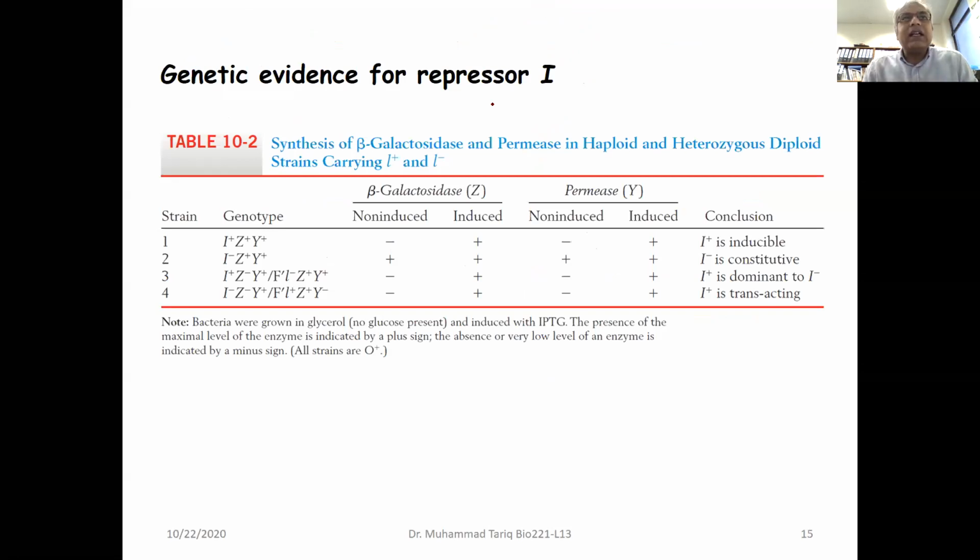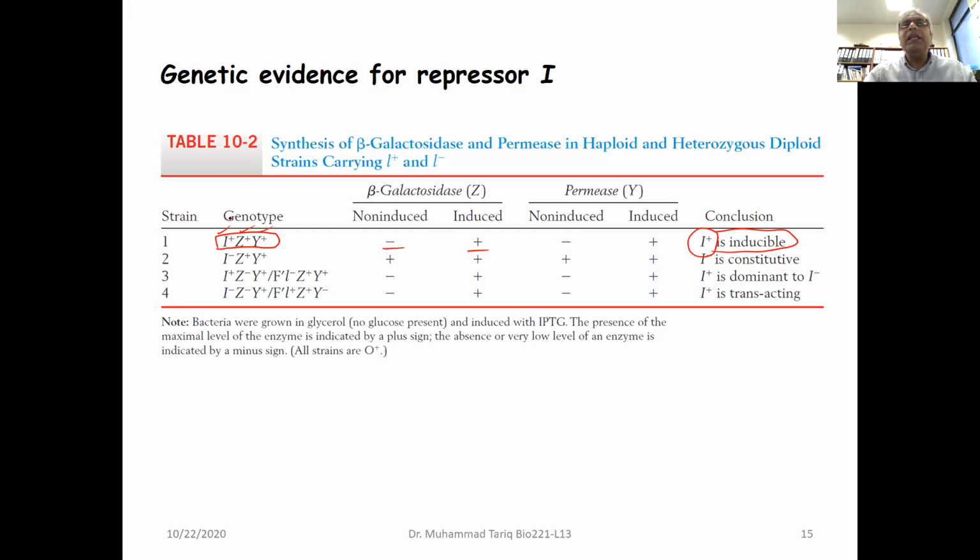In order to resolve and understand that repressor I is actually a molecule which binds and then represses, they again combined. So this is the wild type I plus, wild type repressor, Z and Y, and we know in wild type Z and Y are inducible. They are only inducible when you add lactose or IPTG. So we call I plus as inducible.